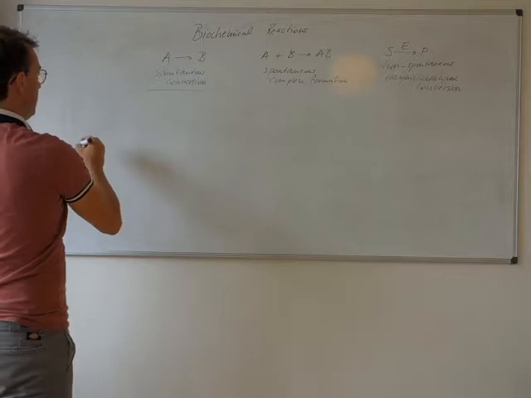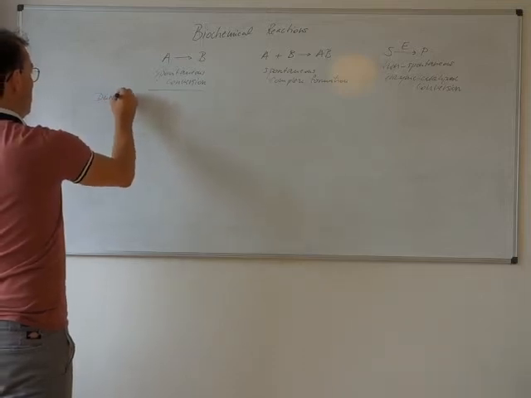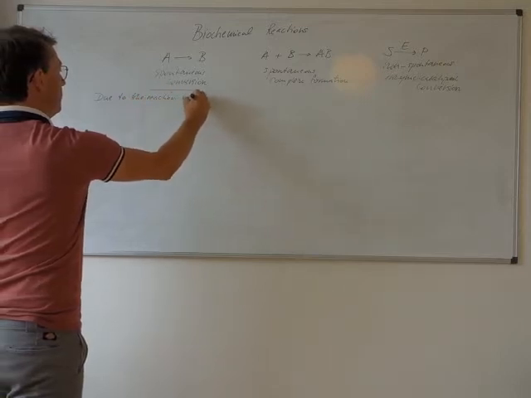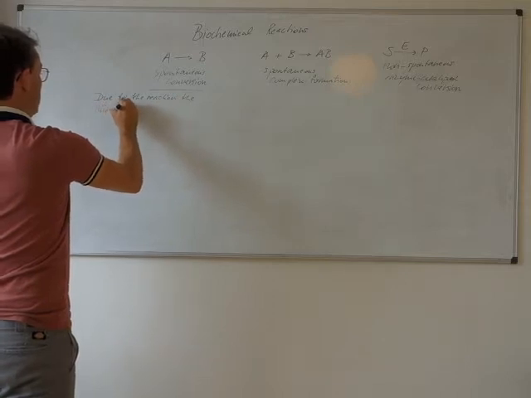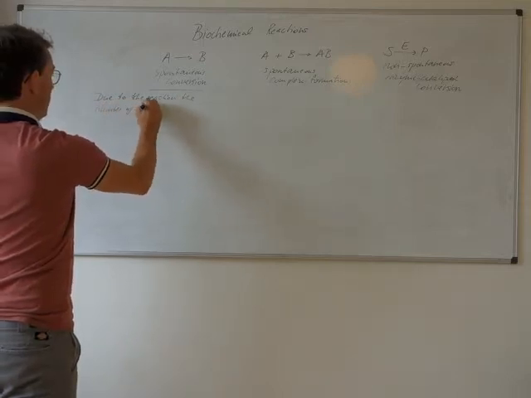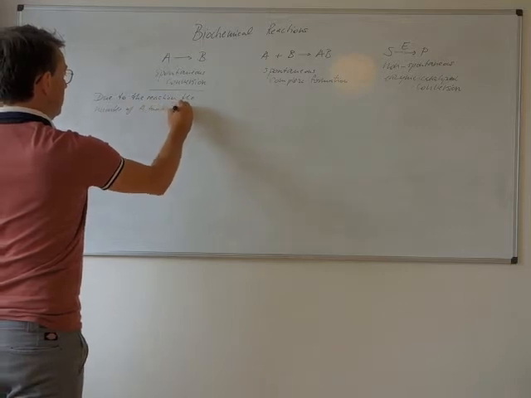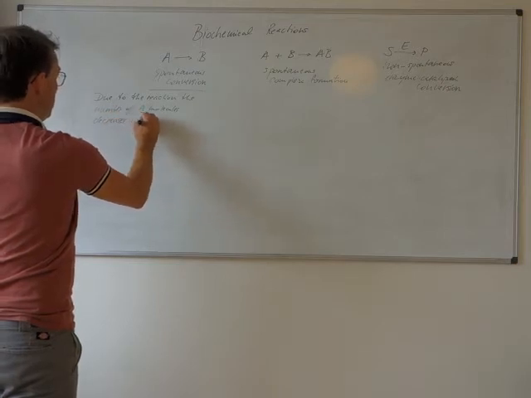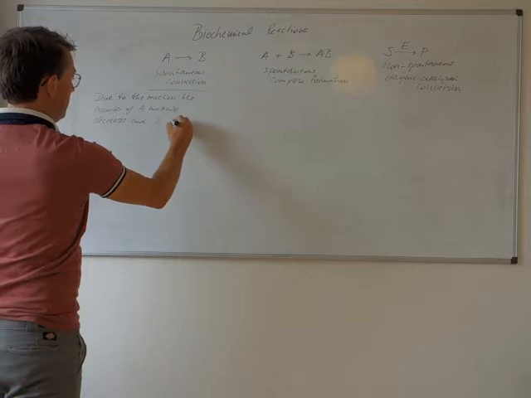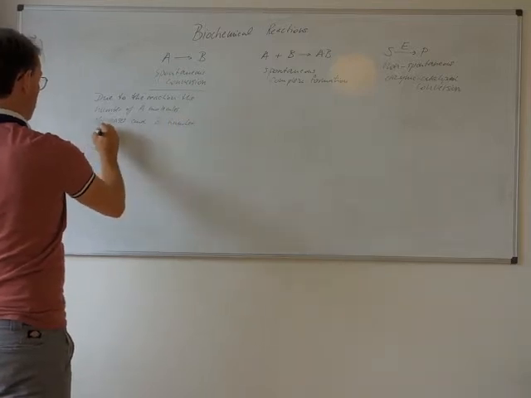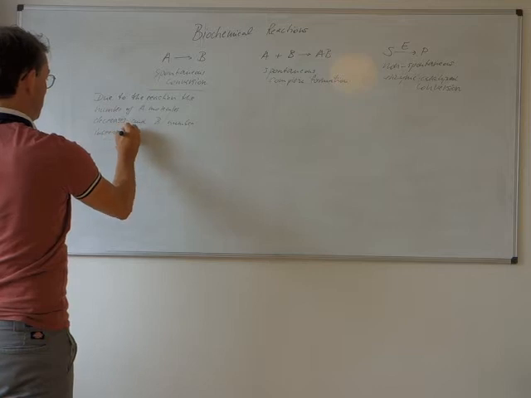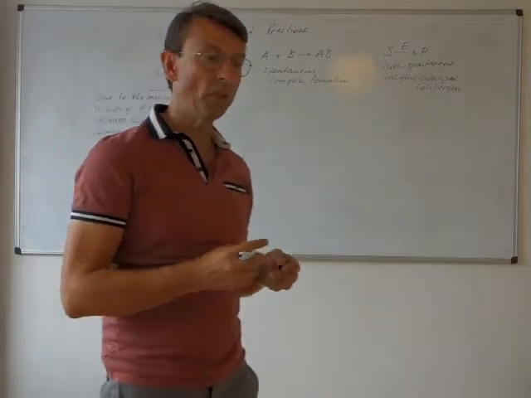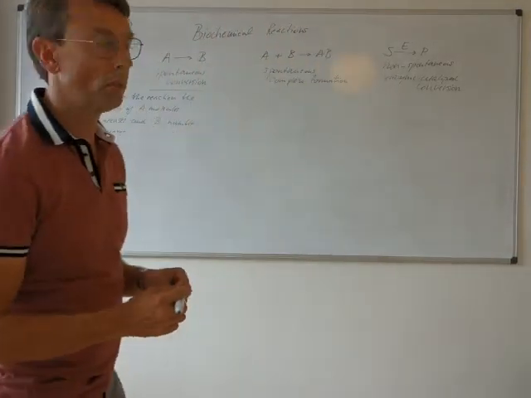So, let's start with the spontaneous conversion. Due to the reaction, the number of A molecules decreases and the B number increases. Right? So since the conversion is only from A to B, we will gain B molecules and we'll lose A molecules.